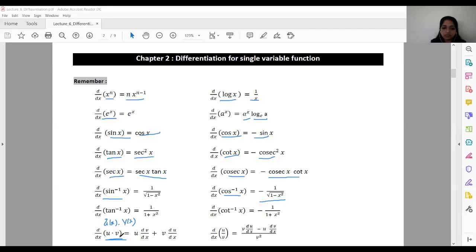Here, this one is the multiplication rule, and this one is the division rule, u by v. For the division rule, we take the square of the denominator, then keep the denominator the same and take the derivative of the numerator, minus, keep the numerator the same and take the derivative of the denominator. Both rules are very important for the next lectures. These are the basic and important formulas for differentiation. So, with the help of these formulas, let's start some examples.